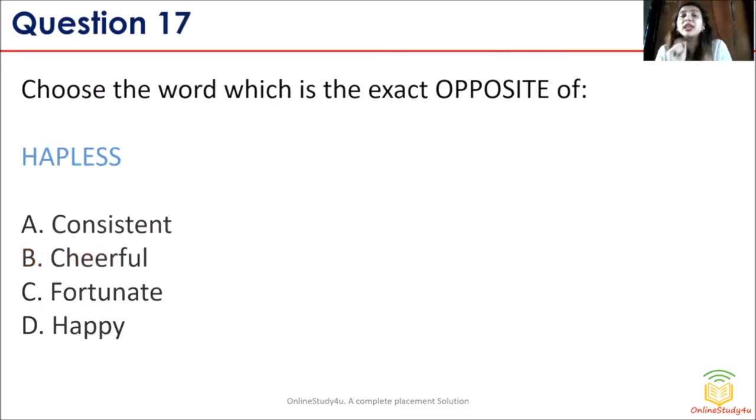Choose the word which is again the exact opposite of. So this is also not a synonym question, it's an antonym question. Now, hapless. This is a place where you either know the answer or you don't know the answer. So hapless basically means someone who's unfortunate or an incident which is unfortunate. A hapless incident, a hapless hazard, something like that. So consistent and cheerful and happy do not make sense. Fortunate is your correct answer.